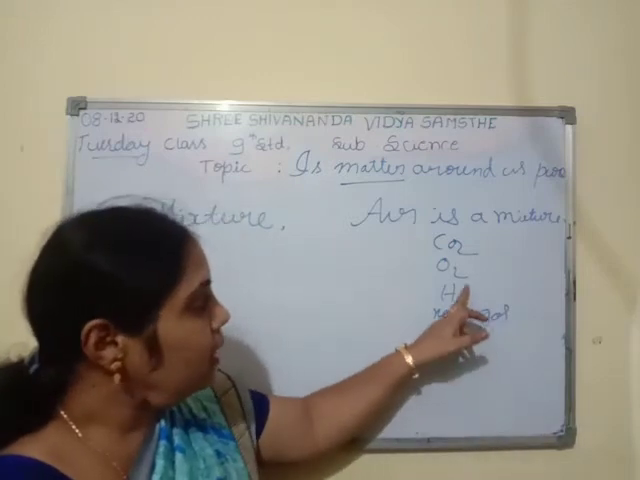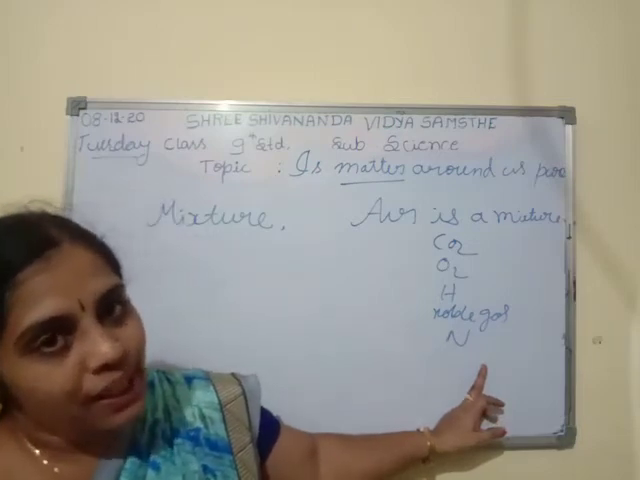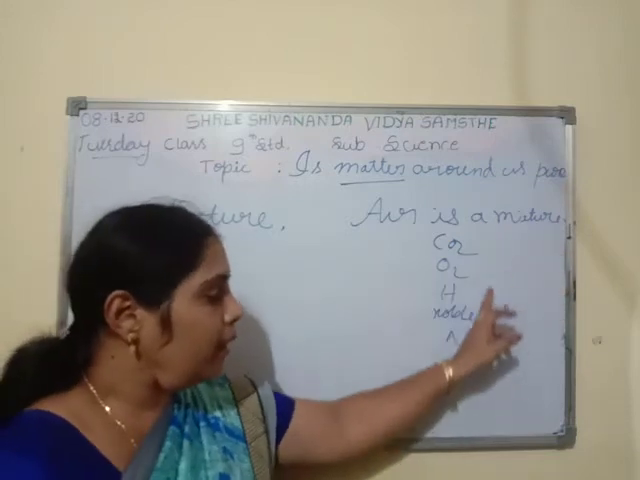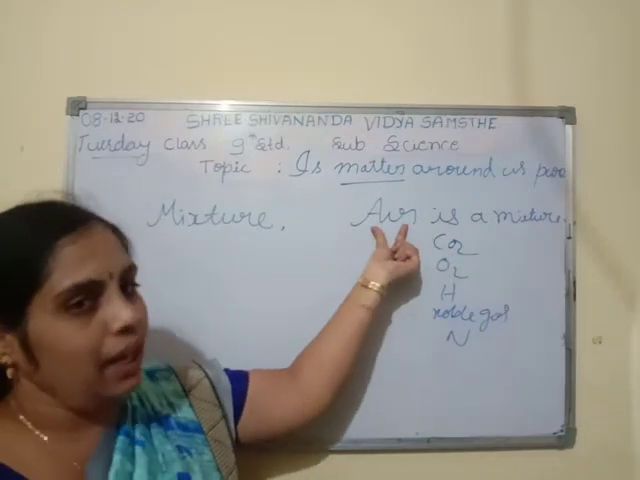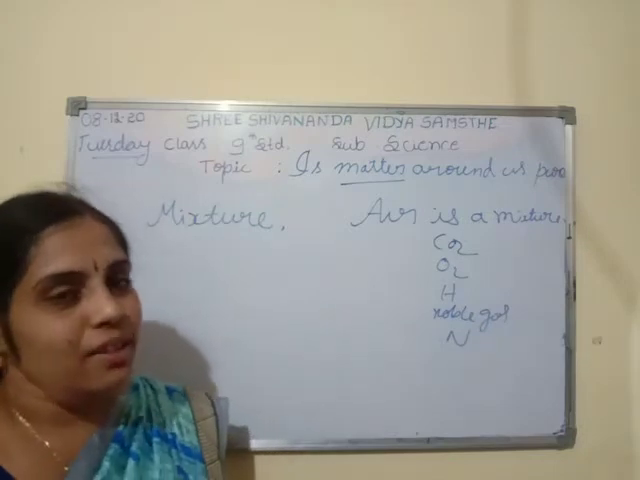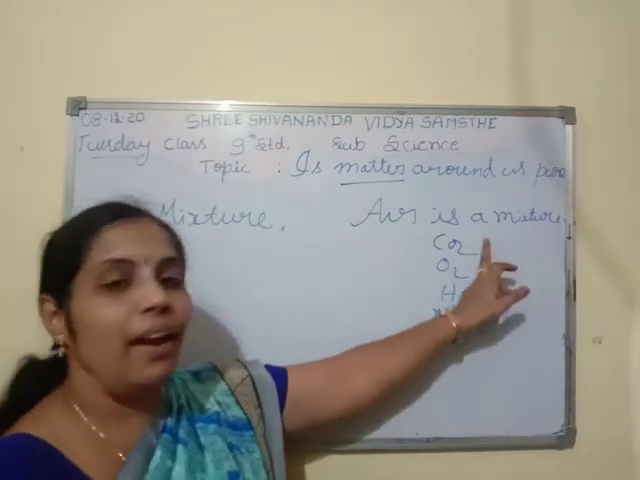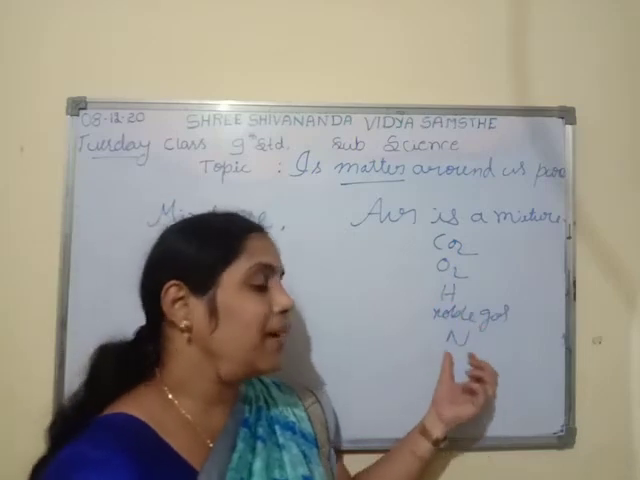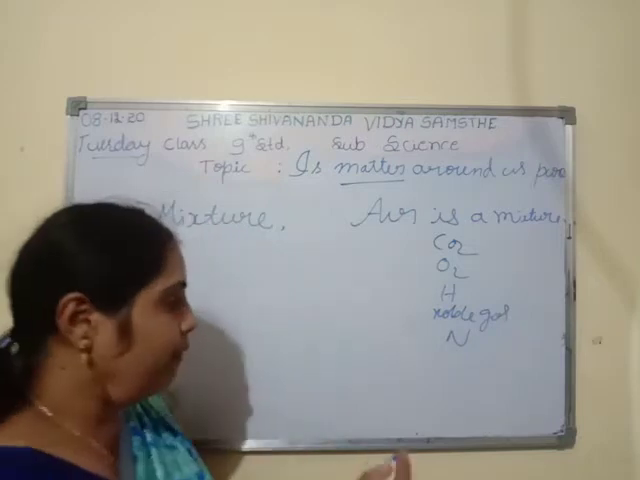These are known as components. A substance that contains components is known as a mixture. By combining all these components, finally it forms air. So air is a mixture. We understand air as one substance, but what all is mixed in that air? Carbon dioxide, oxygen, hydrogen, noble gases and nitrogen. Air has so many components.